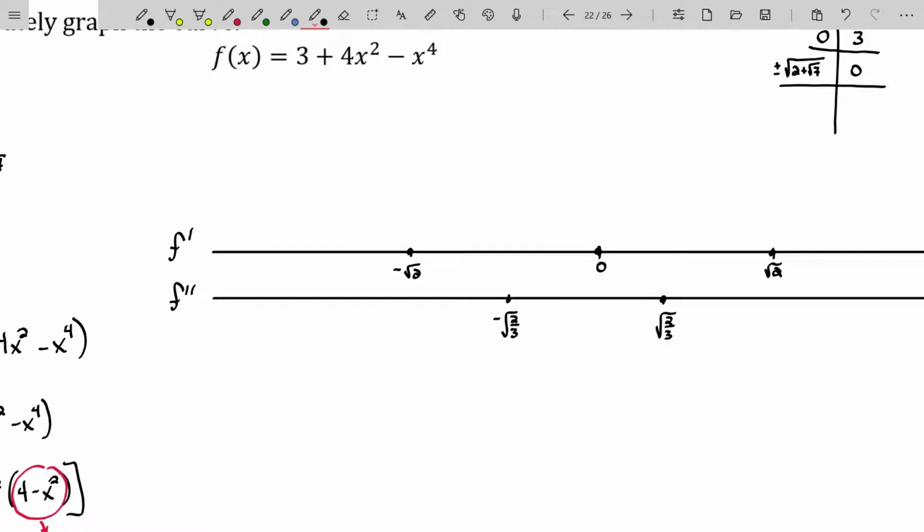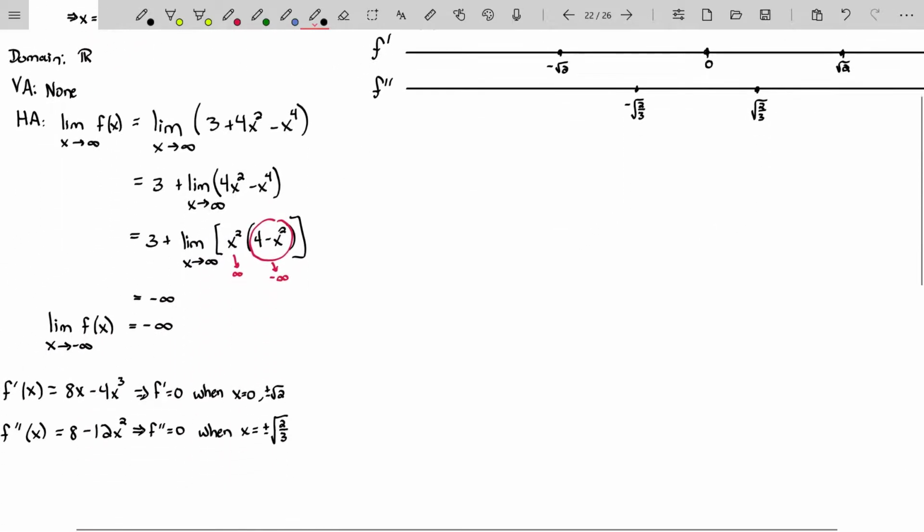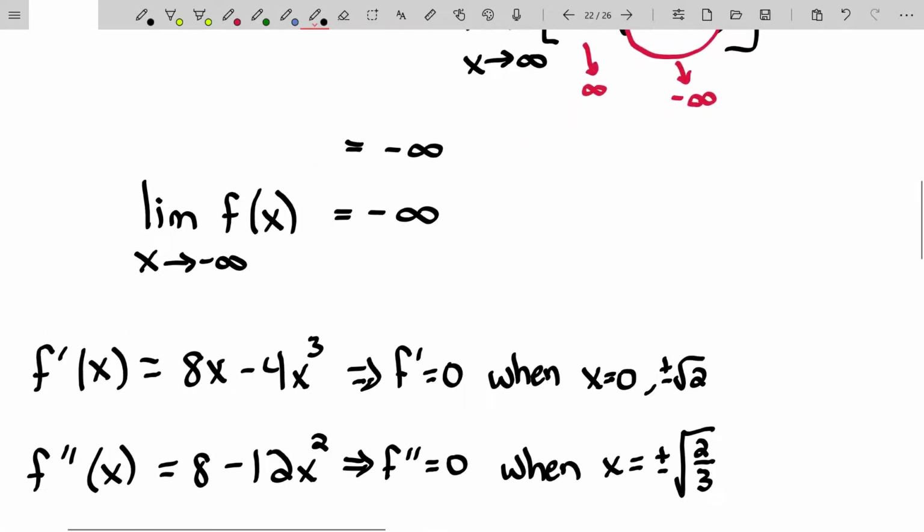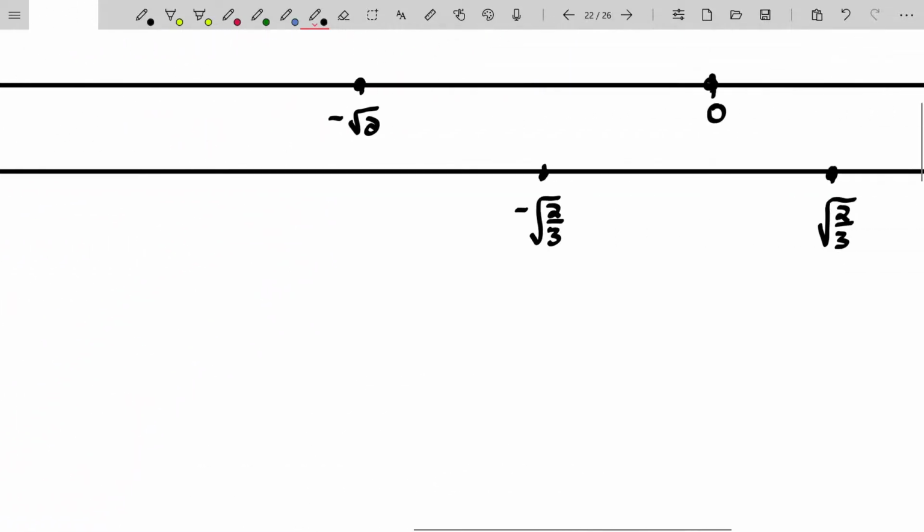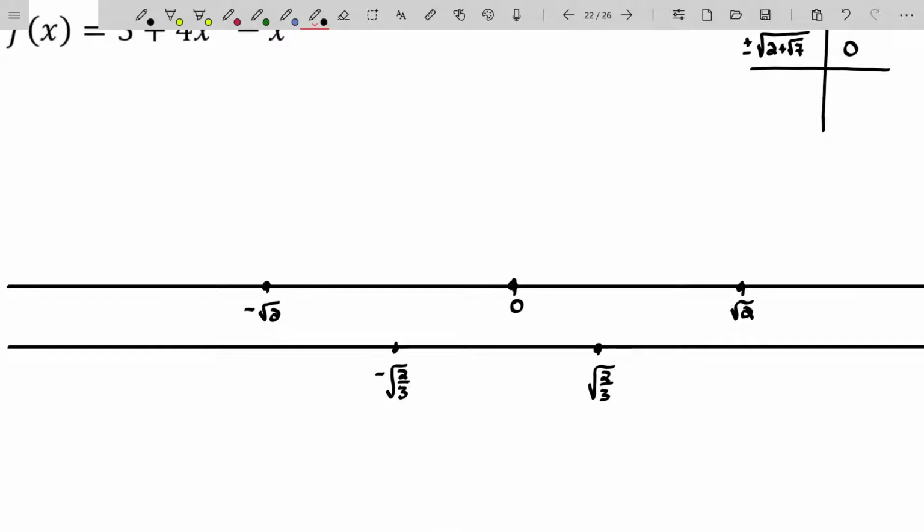Now I'm going to do a sign chart for f prime. So you say, all right, we have 0 and plus or minus root 2. Let me test f prime at those values in between. F prime is 8x minus 4x cubed. Plugging in 1 to 8x minus 4x cubed, 8 minus 4 is going to be positive. So I'm just going to say f prime of 1 is positive. That's all I really care about. So we get a positive value for the derivative there. F prime at negative 1: negative 8 plus 4. Yep, it's negative.